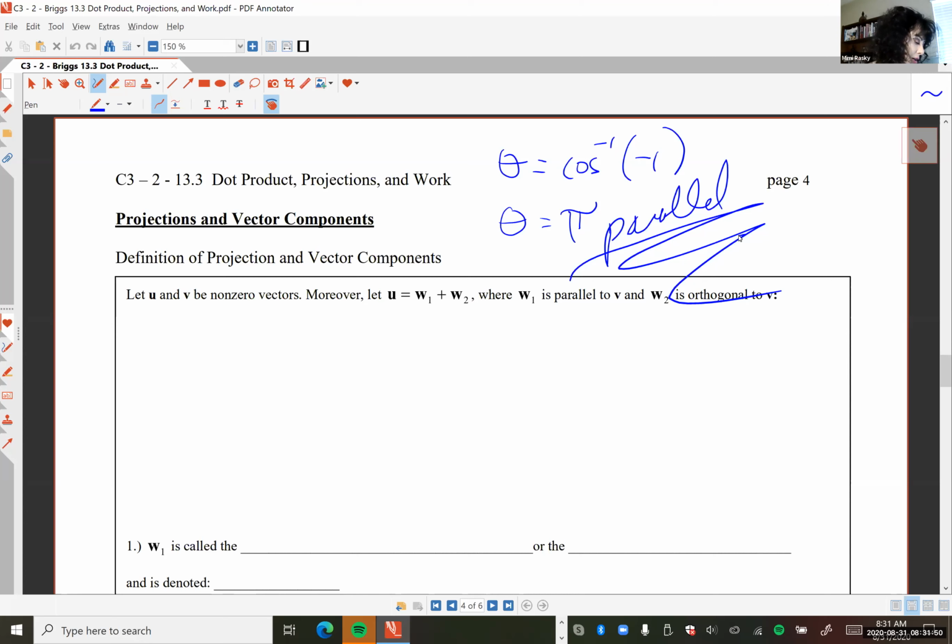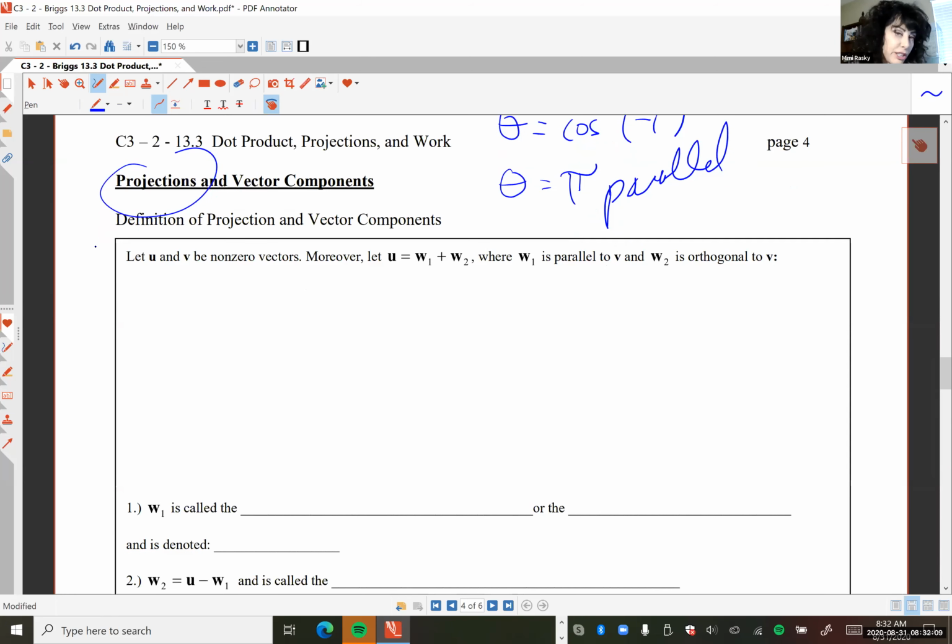Okay, so let's talk about another use of the dot product, this thing called projections. And this is important. We're going to be doing projections for the entire semester. I'm going to try to introduce it as gently as I can and show you some physics applications of it.